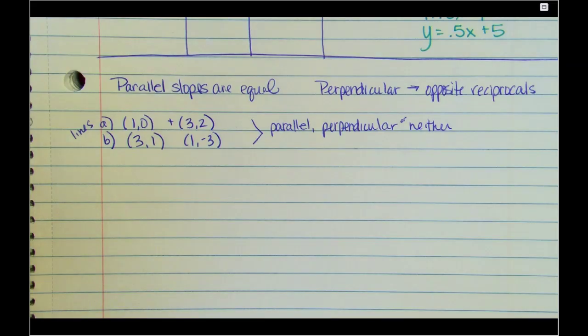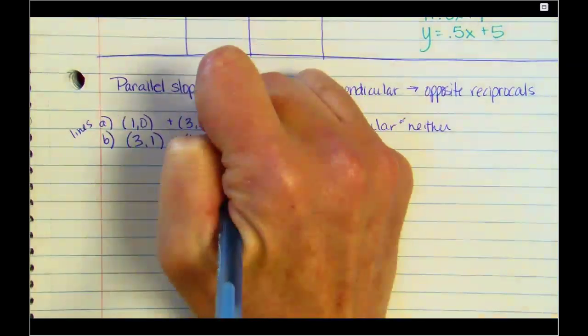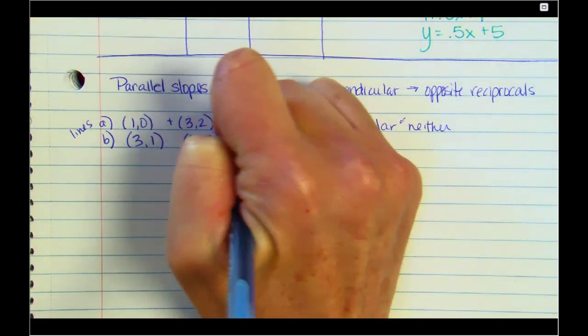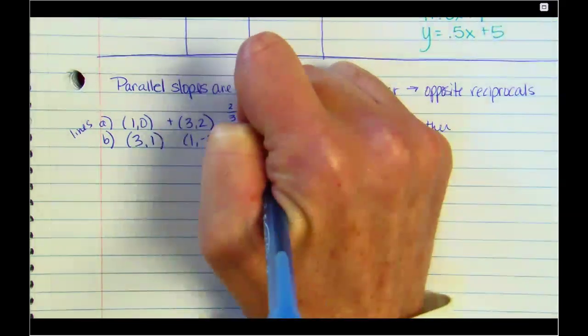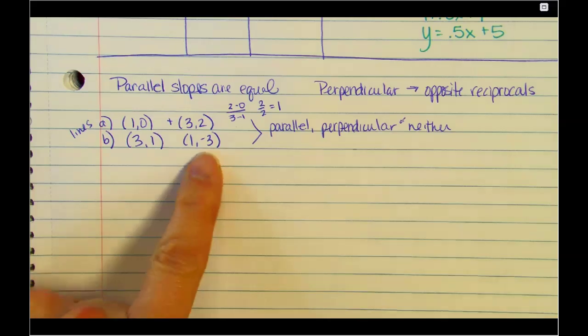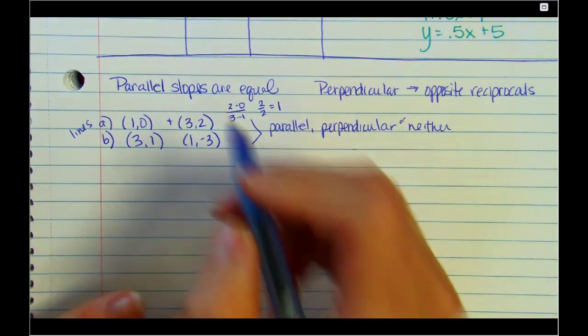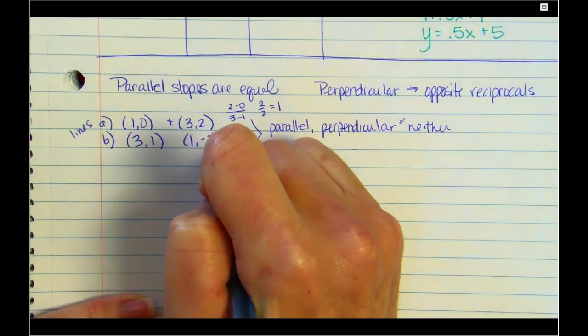Okay, what's the slope for the top one? 1. Just in case you're not sure, this would be 2 minus 0 over 3 minus 1. That's 2 over 2, and that's 1. So the slope of the top one is 1. What's the slope of the bottom one? It's 2. This one has a negative, so watch out for that. The slope of this is 2.